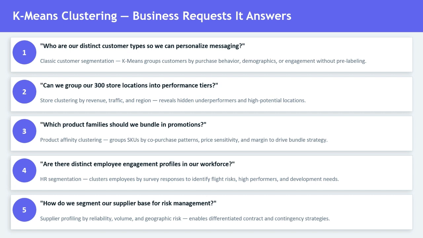Sometimes when we're looking at just profit, it becomes very easy to evaluate where a store belongs based on how high the profit number is. But if we're looking at many things like revenue, traffic, and region, it becomes a little bit more confusing, and this is where K-means clustering can help. Which product families should we bundle in promotions? So this is an affinity clustering. Group SKUs by co-purchase patterns, price sensitivity, and margin to drive bundle strategy.